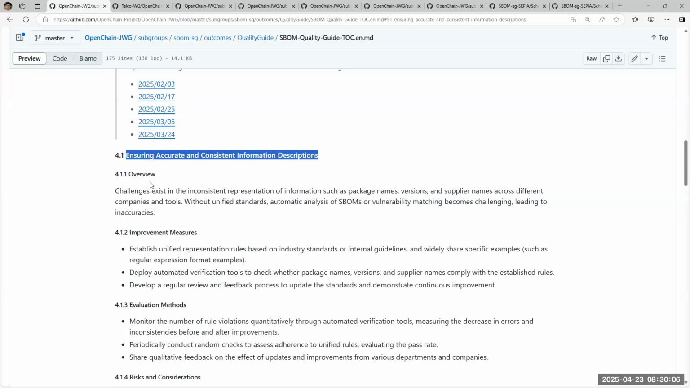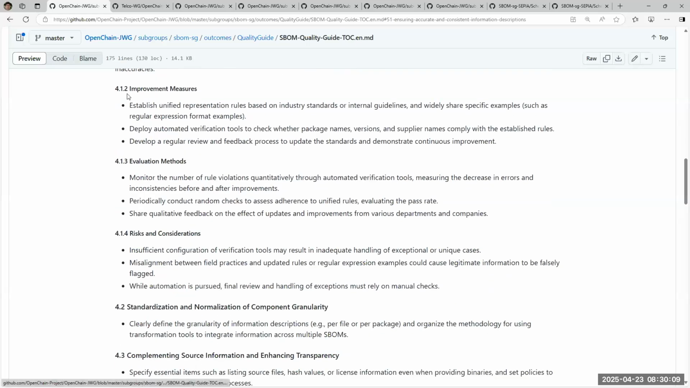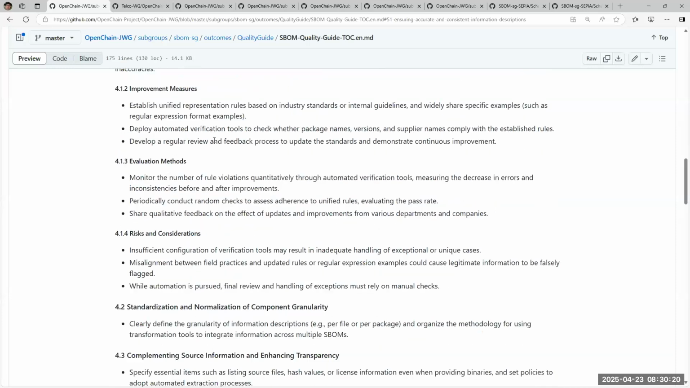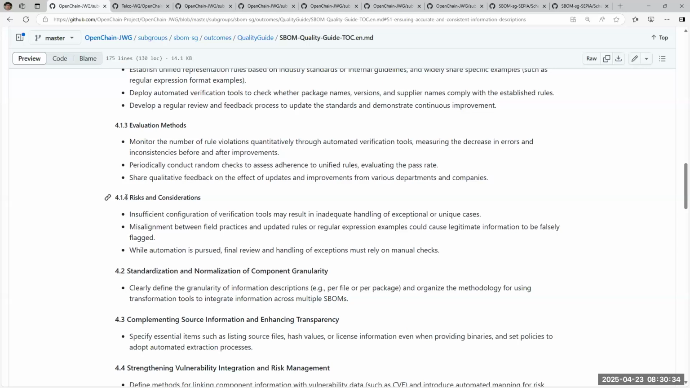These are the shared challenges, and we describe how to improve these situations. We should describe the ideal situation, the ideal environment, and after that, how to solve this situation, and how to evaluate the improvement. And then we should describe that if we try to improve this situation, there may still be some risks or considerations. So we should describe these risks and considerations in these sub-chapters.